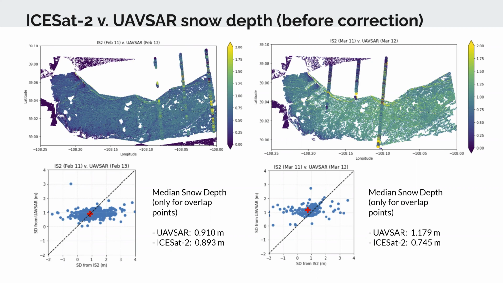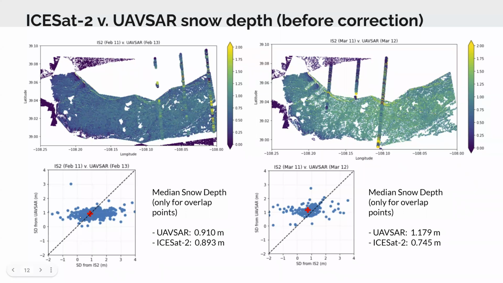Here we compare ICESat2 snow depth with UAVSAR snow depth. Keep in mind that the snow depth that we derive from UAVSAR is the change in snow depth. So to make this comparison work, we accumulated the change in snow depth using the ASO snow depth for February 12th. As shown in the previous slide, the temporal overlap occurred on February 11 and March 11. So this is the result for the February 11 ICESat2 snow depth and UAVSAR snow depth, and this is for the March 11 UAVSAR and ICESat2 snow depth.